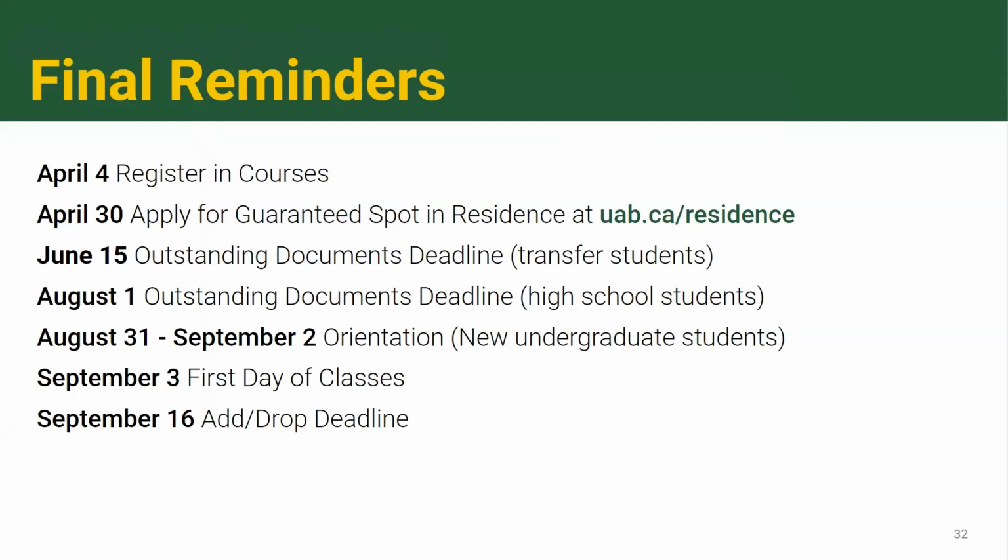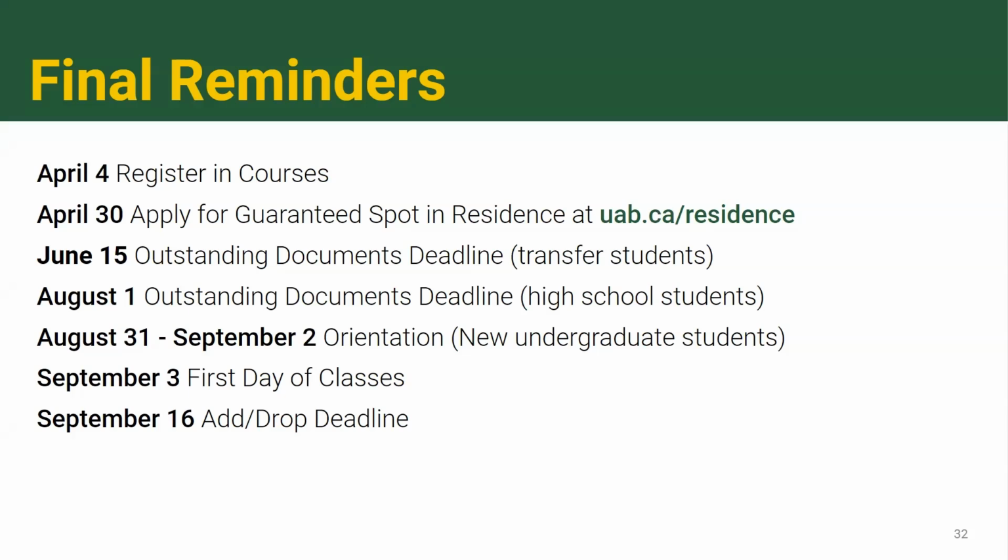So some final reminders, now that we have a bit better of an idea of how to use My Schedule Builder: April 4th was the registration enrollment date for most of our new students. To double check your enrollment date, if you have a different day than April 4th, you can just go into Bear Tracks and manage classes and it'll show you your enrollment date. April 30th is the deadline to apply for a guaranteed spot in residence, which you can do by going to uab.ca/residence. And then we have our outstanding document deadlines.